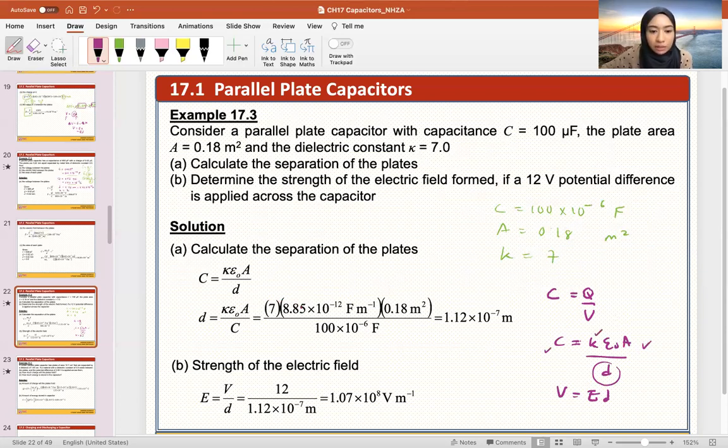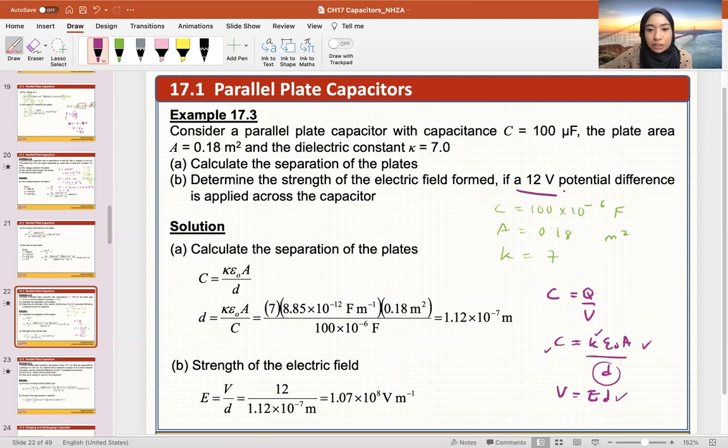So K is 8.85 times 10 to the minus 12. A is 0.18. C is given as 100 times 10 to the minus 6. Easy. Strength of the electric field. So do I know what is my V? I do not know. I know what is my D. So I need to solve for my, is it given?